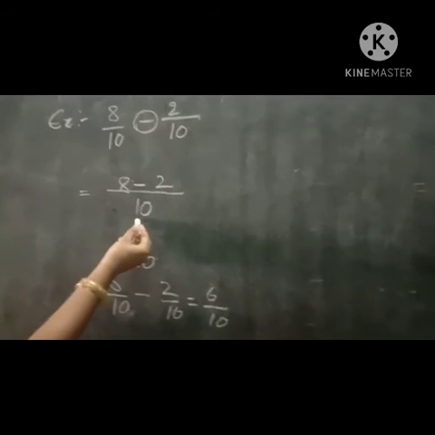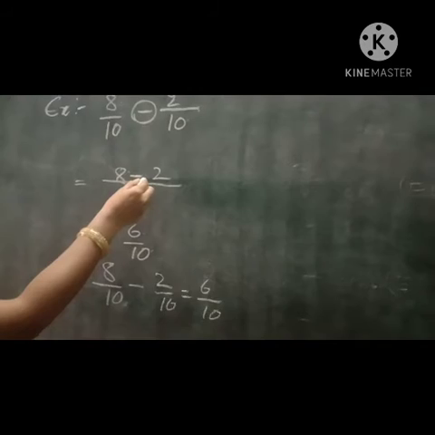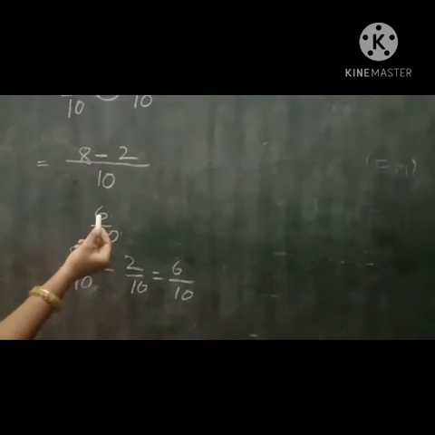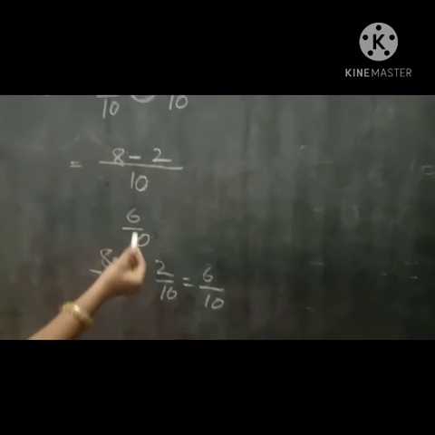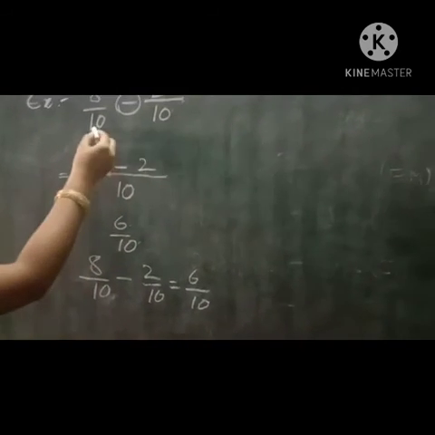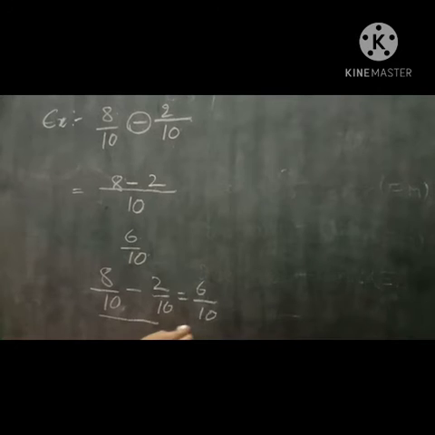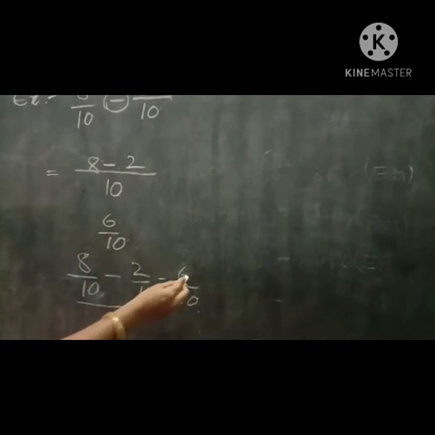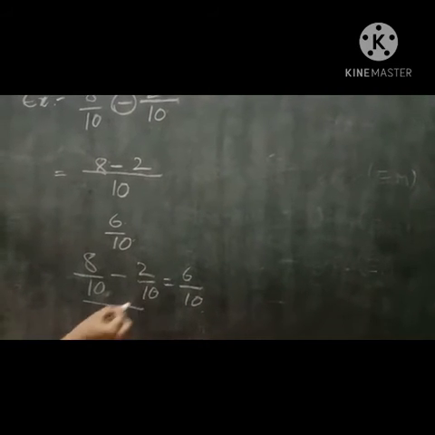First we have to write the denominator number. Afterwards we have to go through the numerator numbers and subtract the numerator numbers. 8 minus 2, 6 by 10. Now write the question. What is the answer? 6 by 10, right. 8 by 10 minus 2 by 10 equals 6 by 10. Now see the textbook. Now the Roman number is.